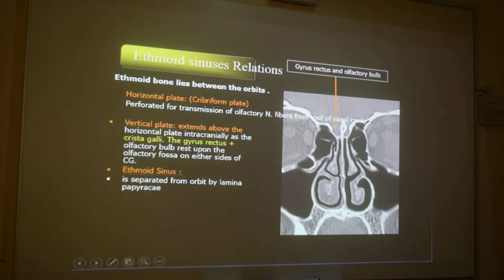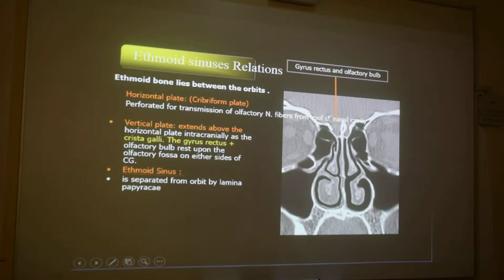Okay, so there is another structure just above the ethmoids on either side. This is known as the cribriform plate. It's just above the ethmoid sinuses' opening, and it's separating the ethmoid sinuses from the brain.